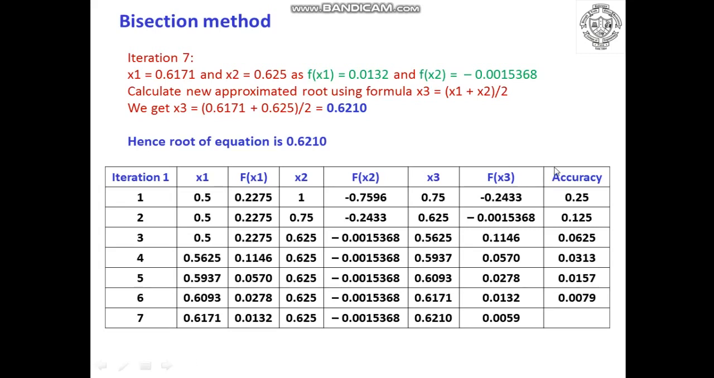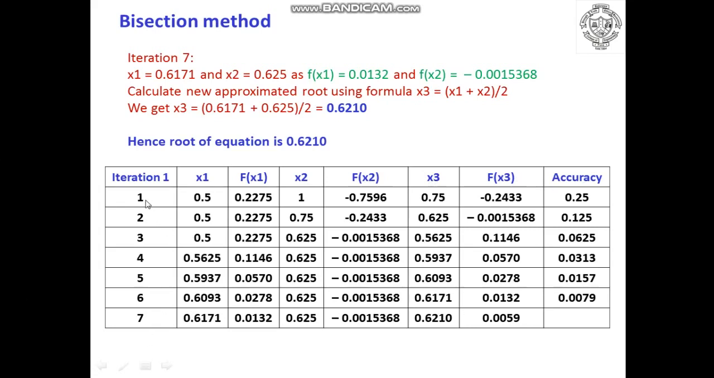So now we have to tabulate the results which we have obtained in the various iterations. We have performed 7 iterations to find the value of x3, that is the midpoint between the 2 initial guesses, which is nothing but the approximated root. So you have to make 8 columns, and the rows depend on how many iterations you need to perform.